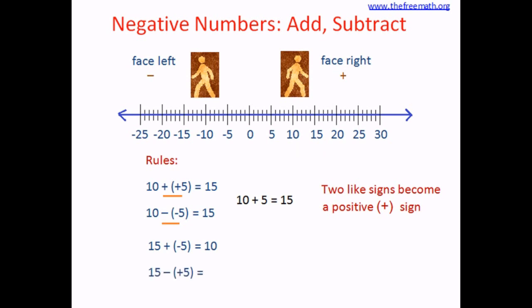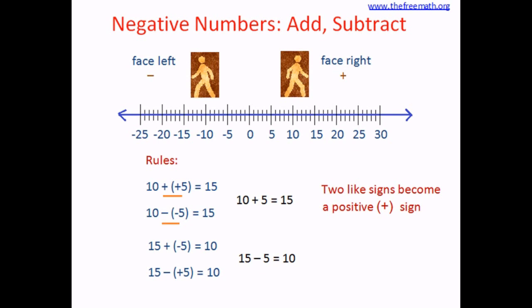The next one is 15 minus positive 5. Again you are at 15. Minus means you are going to walk backwards. You will continue to face right because the second number is positive and walk backwards 5 steps, so you are going to get 10. Again, if you look at both the examples, what you are really doing is that you are subtracting 5 from 15. So essentially you are saying 15 minus 5 equals 10.